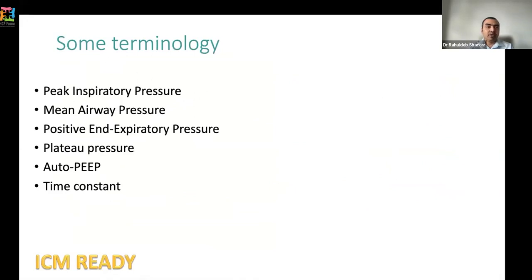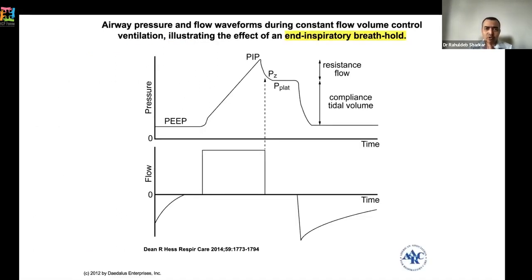So some terminology. We need to know what peak inspiratory pressure is. That's the peak pressure found in the breathing circuit during the inspiratory phase. Mean airway pressure is the average throughout the respiratory cycle. And then positive end expiratory pressure, we know it's PEEP, and plateau pressure, auto PEEP, will come back to that in a minute. But there certainly will be questions around plateau pressure, auto PEEP, and possibly time constant as well. The top ones are fairly basic, and probably there is not going to be much question around that, but they will allude to these pressures whilst forming a question. That is more likely.